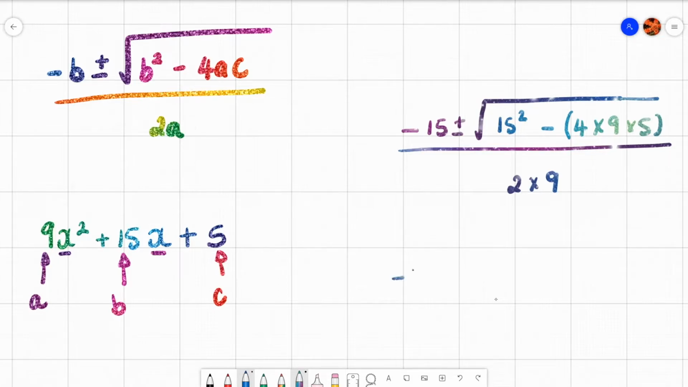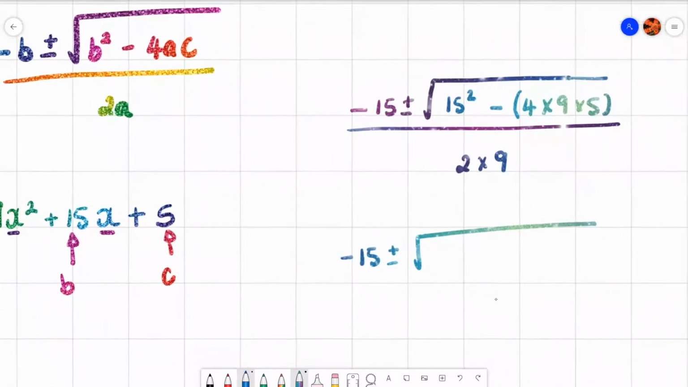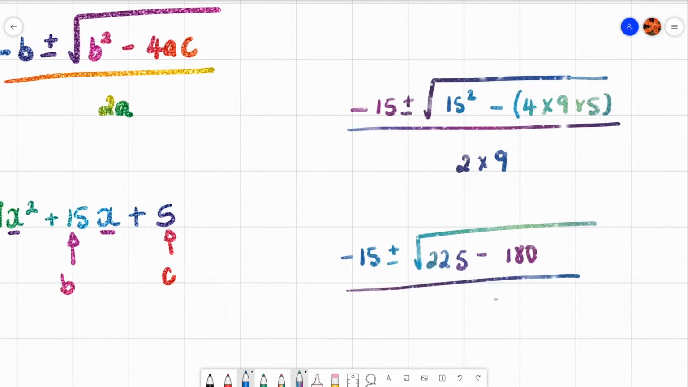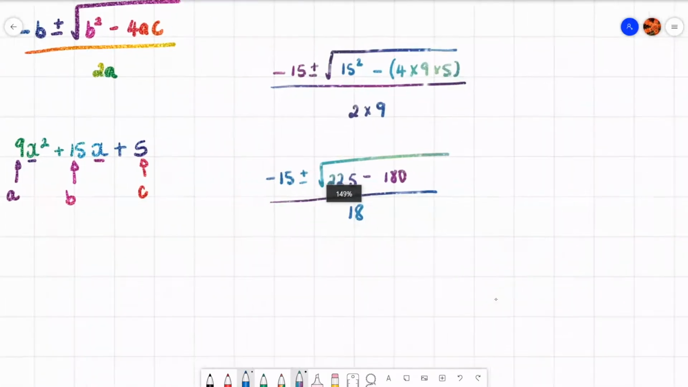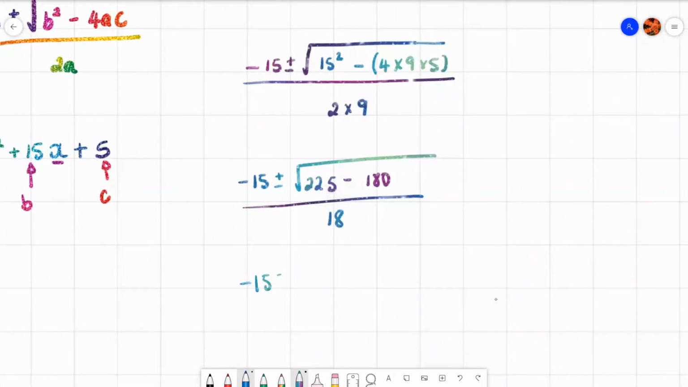Right, so I've got minus 15 plus or minus the square root of 15 squared, which is 225, minus 4 times 9 times 5, which is 180, all over 2 times 9, which is 18. So I've got minus 15 plus or minus the square root of 225 minus 180, which is 45, all over 18. Now I'm going to show you 2 ways of answering this question.